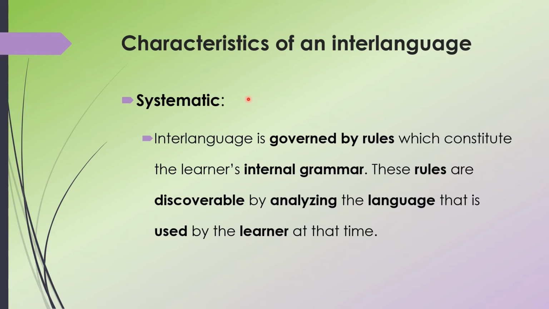So what are the features of an interlanguage? First, it is systematic. That means, of course, there are systems in there. So interlanguage is governed by rules, which constitute the learner's internal grammar. So the learner's grammar will be changed, will be developed by some rules. The learner will follow some rules in there, and if you try to discover those rules, you will be analyzing the language that particular learner developed while developing target language competence. So that is why it is referred to as systematic.